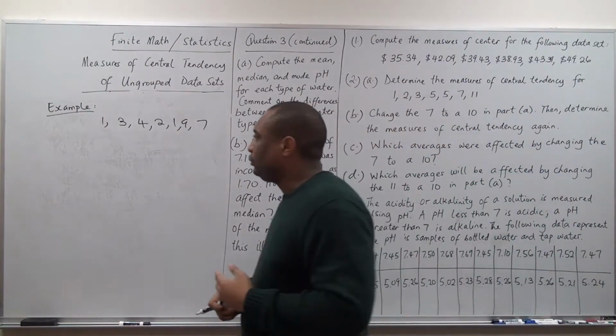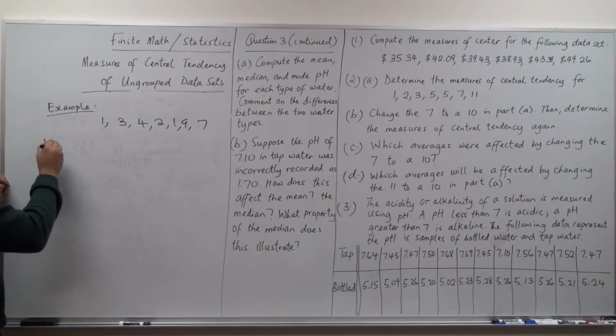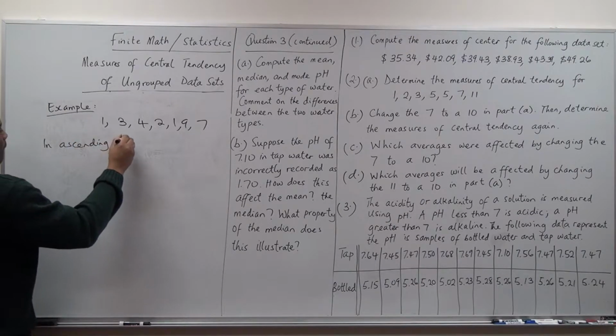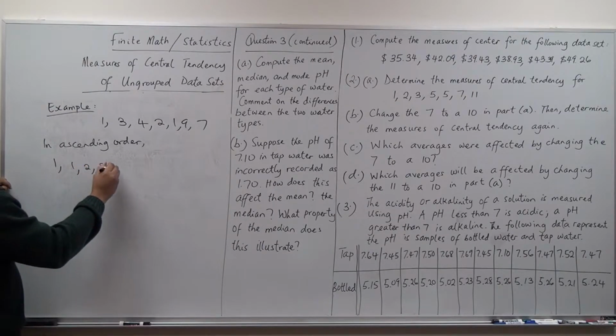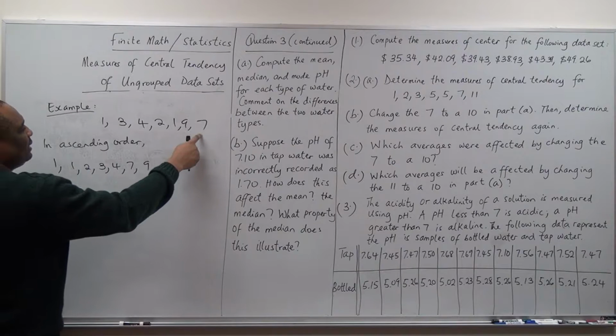Okay. All right. So if we arrange this now in ascending order, we have 1, 1, 2, 3, 4, 7, 9. That's 1, 2, 3, 4, 5, 6, 7.